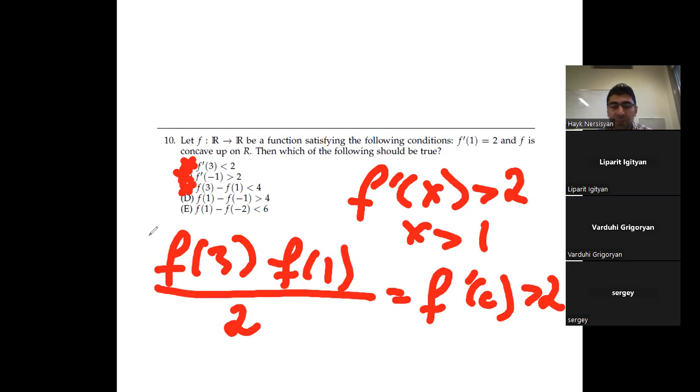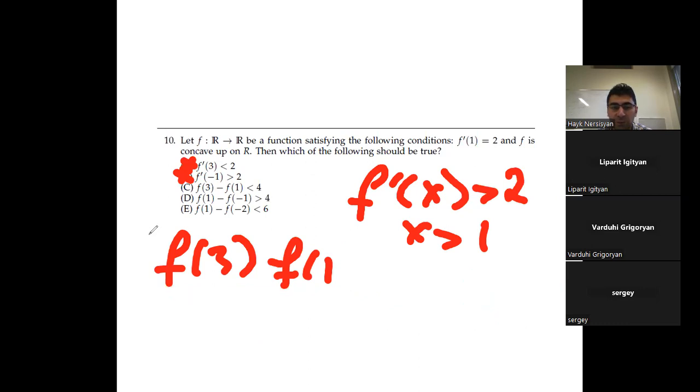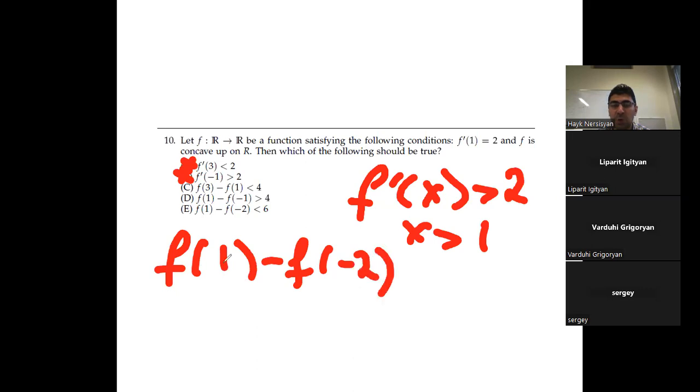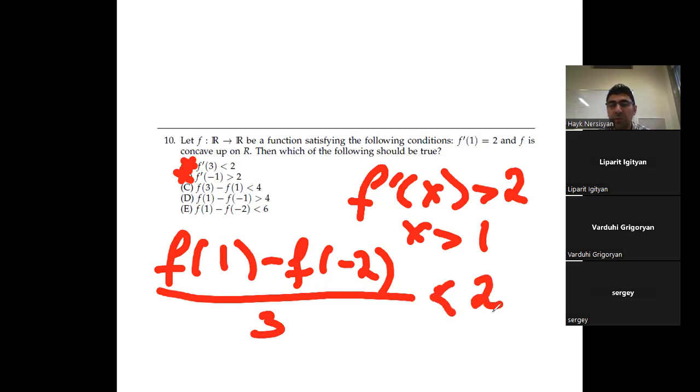D says F1 minus F minus 1 divided by 2 is derivative of our function at some point C where C is smaller than 1. If it is smaller than 1, this will be smaller than 2. So D also is wrong. Let's hope E is correct. F1 minus F minus 2 divided by 3 is derivative of our function at some point which is smaller than 1. So smaller than 1 means derivative is smaller than 2. So yes, E is the correct answer. So mean value theorem gives the result here.